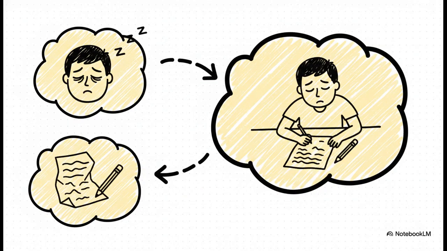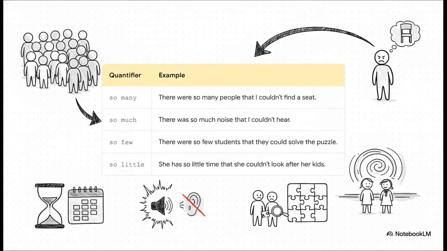This is a perfect example of what I mean. The cause, I was very tired. The result, I couldn't finish my homework. The so-that structure just merges them into one single logical and really powerful statement. The tiredness caused the inability to finish the homework. See how that works? But wait, there's more.